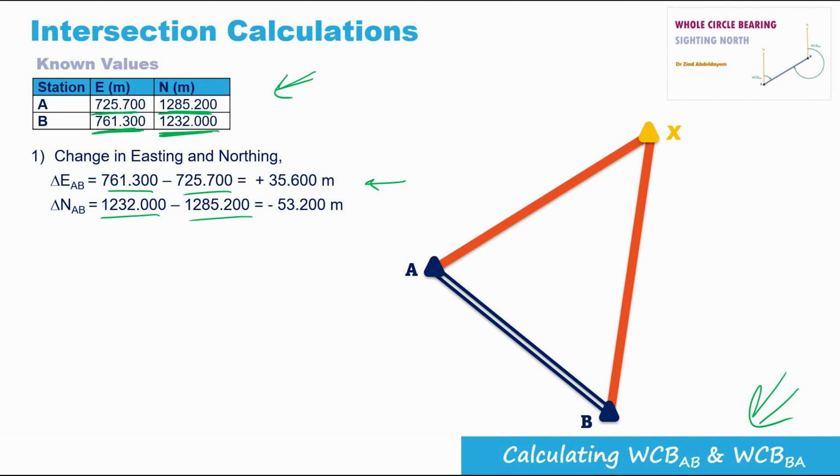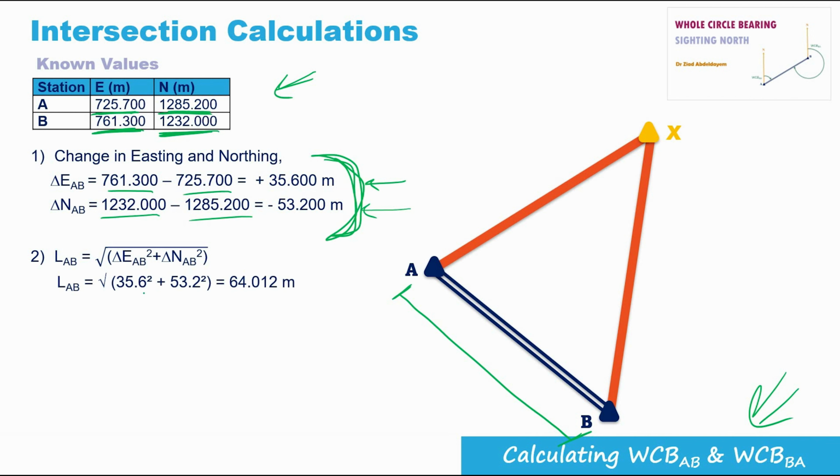Very simply, we are going to find the difference between them, and in this case, the difference is minus 53.2 meters. Now we are going to calculate the length of this line AB, guys, using this very simple relation. The length of line AB is the square root of delta A squared plus delta N squared. We have delta A and delta N here.